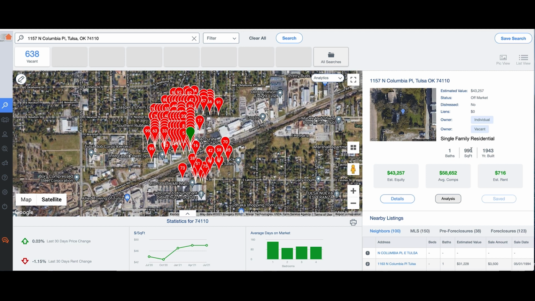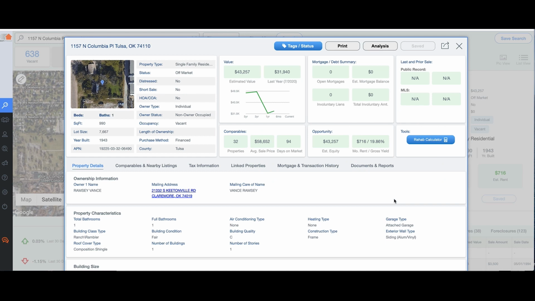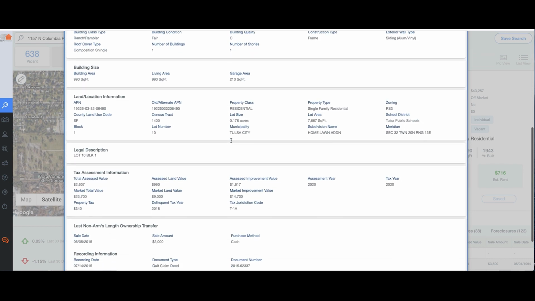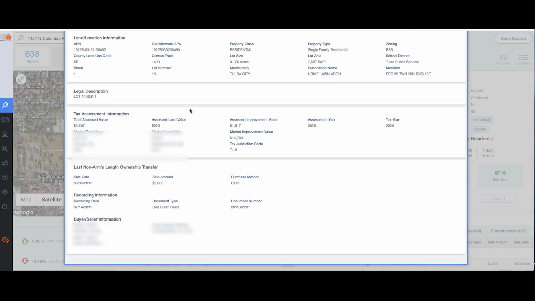I'm going to go by the square footage. It was built in 1943. I'm going to push details. It takes me to this page, so I can see a little bit about the property here. 990 square feet. This is the lot size. This is the year built. If you just scroll down, this is the basic, like what is at the county level known about the property.